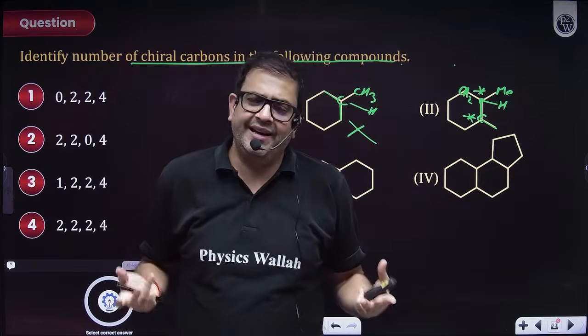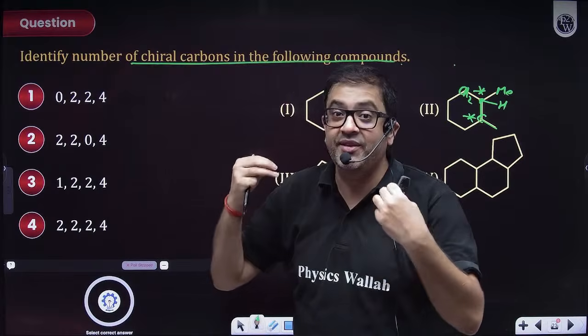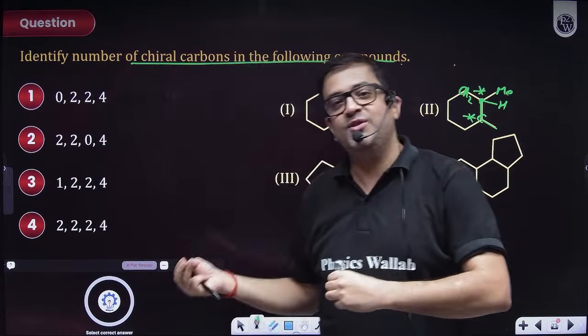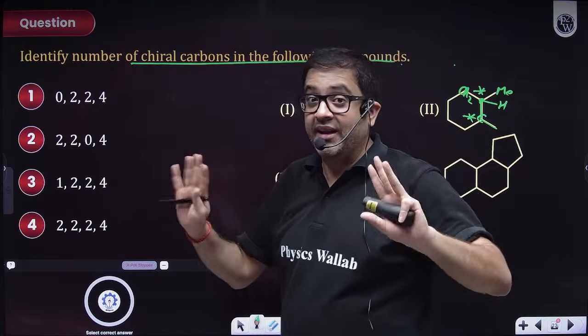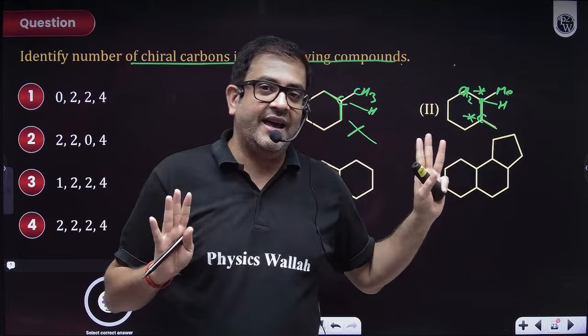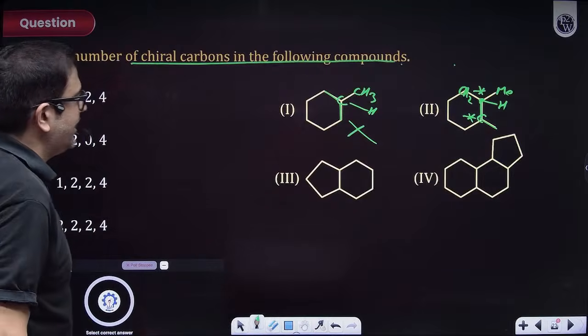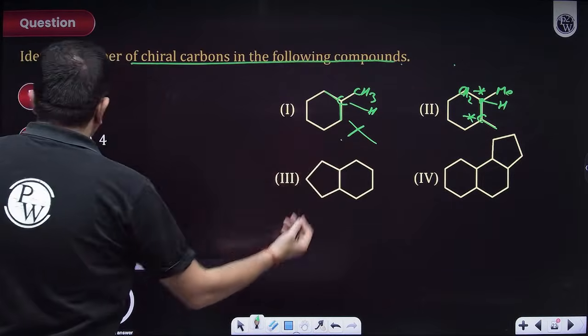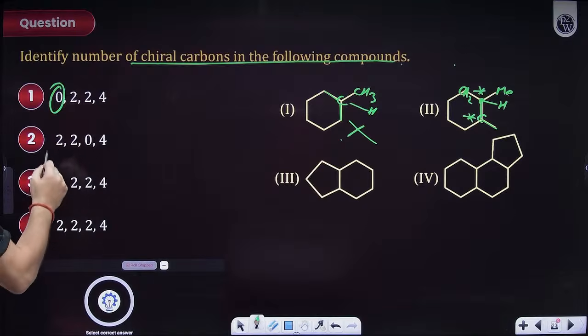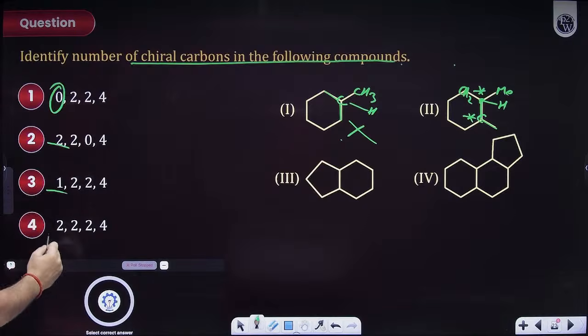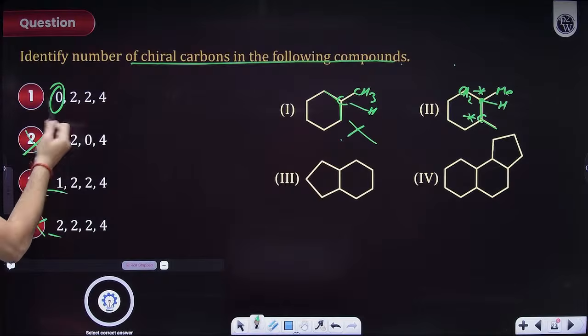Sir, I didn't get it. Obviously, we'll discuss elements of symmetry and we'll discuss those meso forms in more detail. But here, with this question, we are just learning chiral carbons, so linking everything with it. So this definitely has chiral carbons. First is having 0. Obviously, we got our answer, beta, because none of them is giving 0 as an option. So we definitely got our answer.